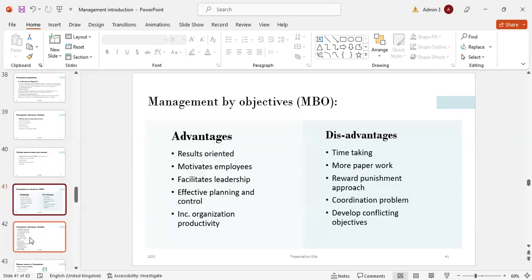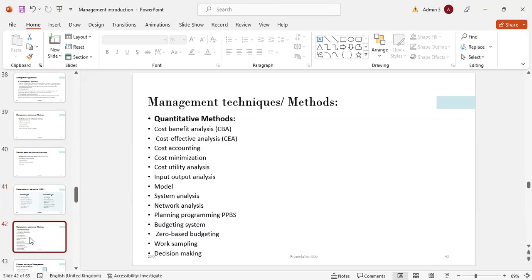Advantages and disadvantages of management by objective. Advantages are result-oriented, motivates employees, facilitate leadership, effective planning and control, increase organization productivity. Disadvantages are time-taking, more paperwork, reward punishment approach, coordination problem, and develop conflicting objective.